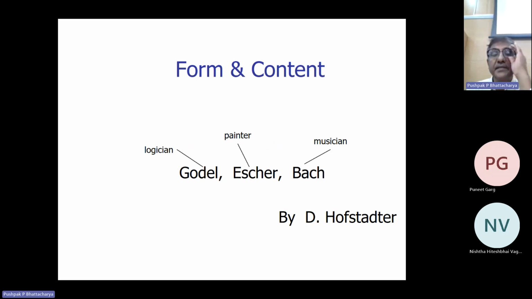So there is a very celebrated book called Gödel, Escher, and Bach, which is really a very nice treatise on foundations of AI. These three names refer to Gödel, logician, Escher, painter, and Bach, musician. What connects all three together is the way they use self-reference.